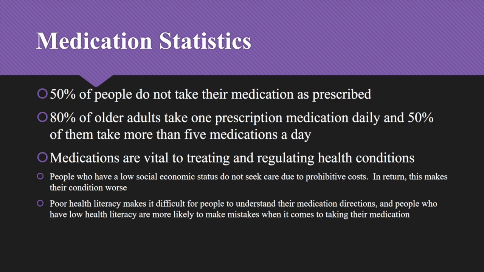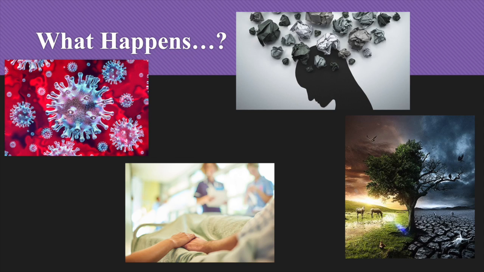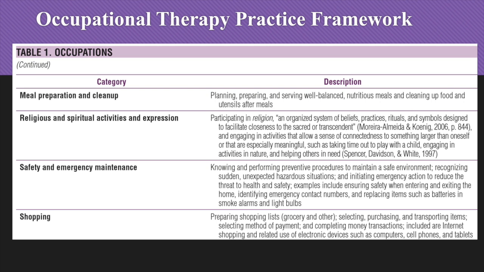50% of people do not take their medication as prescribed. And 80% of older adults take at least one medication a day. The reason why we take medication is so that we can treat health conditions. So what happens when we or older adults don't take our medication? It can cause disease to advance, decrease quality of life, increase hospitalizations, and cause a premature death. If medication adherence is not followed, this can cause a safety implication for the client. This is relevant to occupational therapy since safety is considered an instrumental activity of daily living.